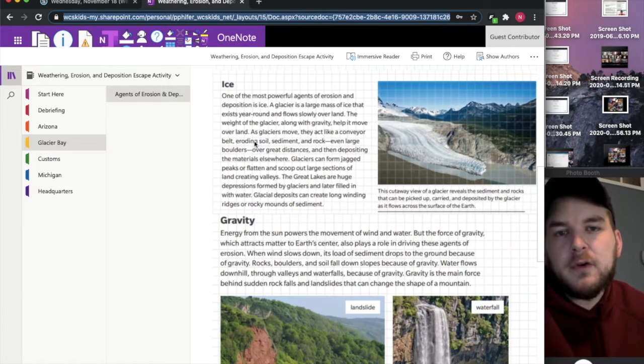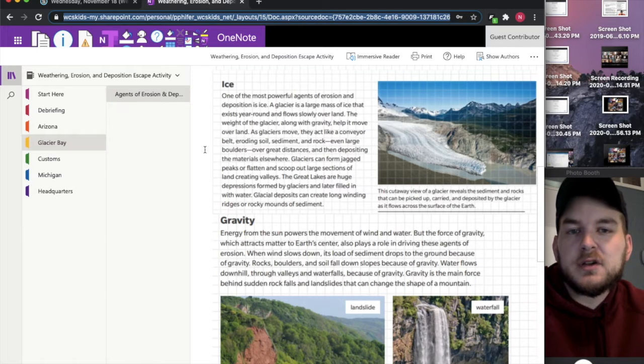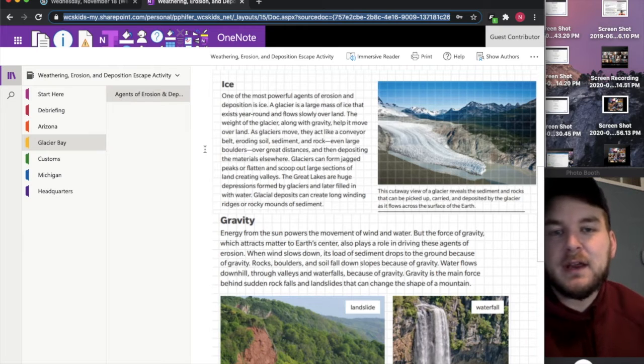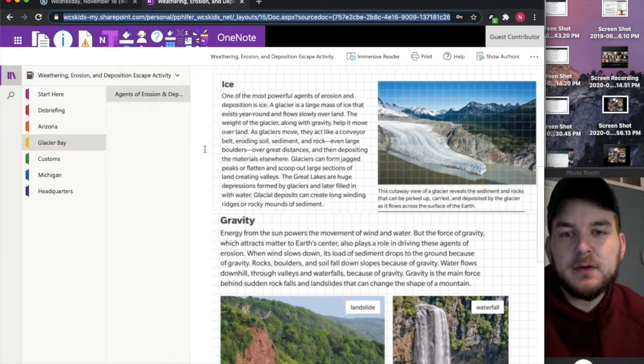One of the most powerful agents of erosion and deposition is ice. A glacier is a large mass of ice that exists year-round and flows slowly over land. The weight of the glacier, along with gravity, help it move over land. As glaciers move, they act like a conveyor belt, eroding soil, sediment, and rock, even large boulders, over great distances, and then depositing the materials elsewhere.